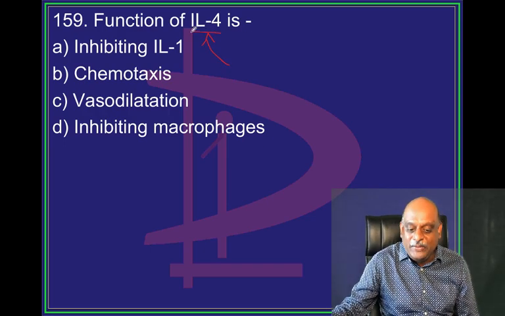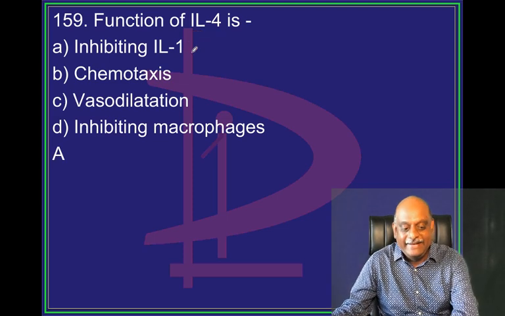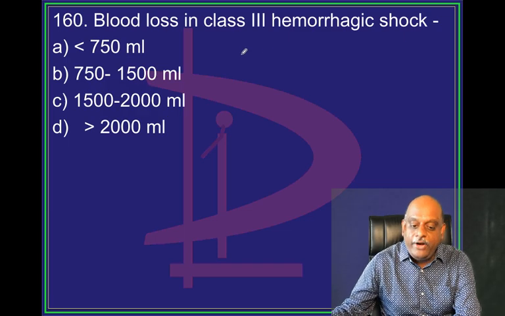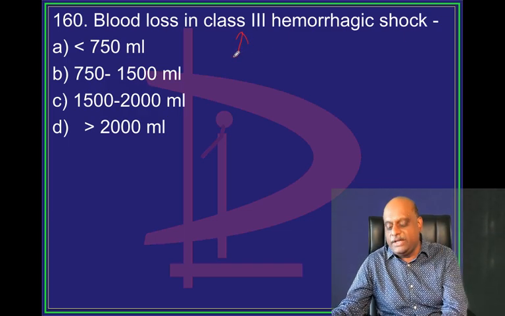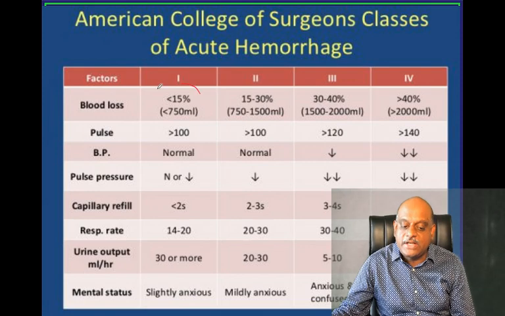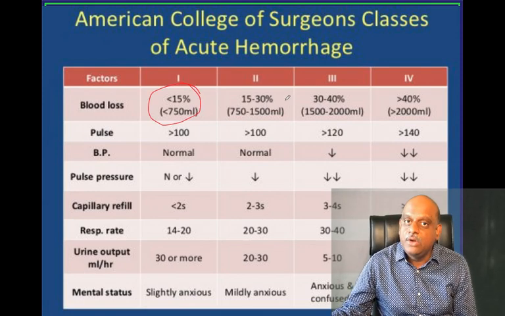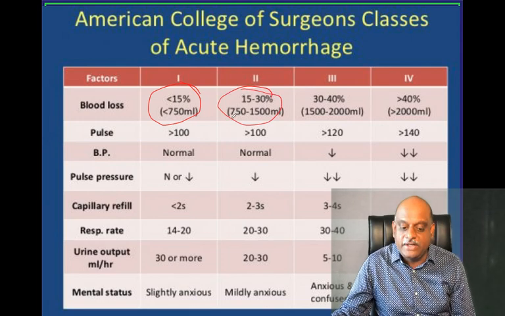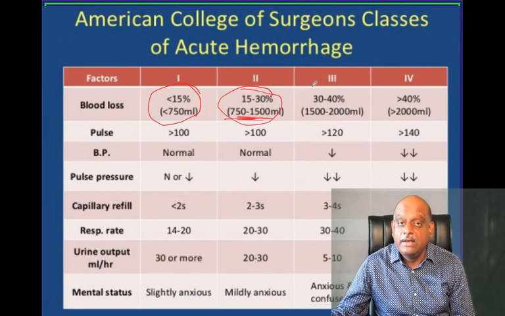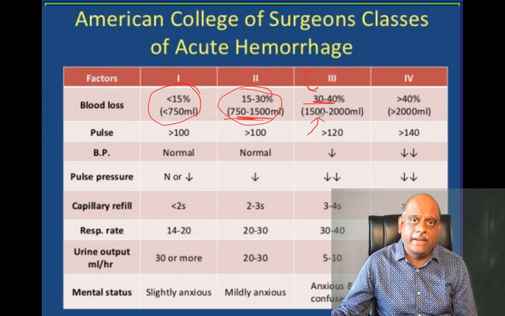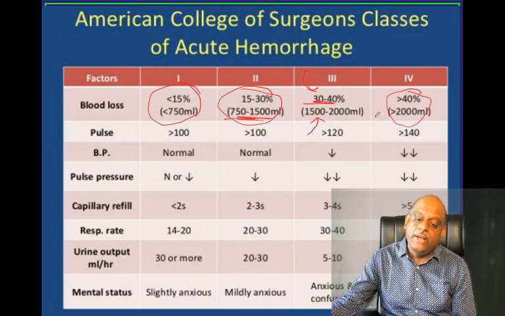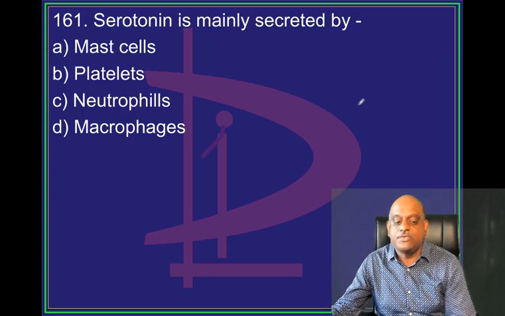Function of interleukin 4. Interleukin 4 inhibits interleukin 1. When do you call class 1, class 2, class 3 hemorrhagic shock, doctor? Many times we discuss. Class 1 is less than 15% or less than 750 ml. Class 2 is 15 to 30%, which is 750 to 1500 ml. Class 3 is 30 to 40%, which is 1500 to 2000 ml. And class 4 is more than 40%, which is more than 2 liters of blood loss.